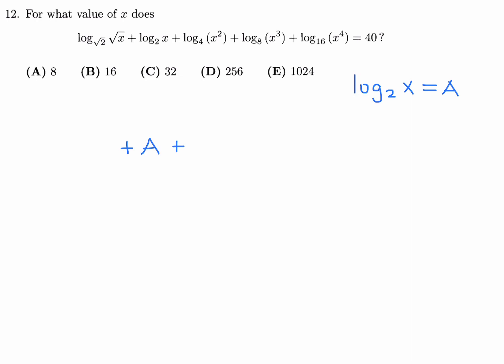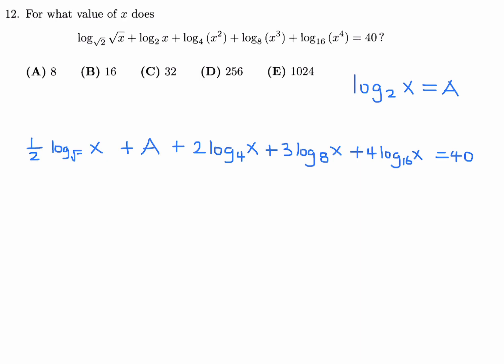And then this one, which is the log of x squared to the base 4, you can write as 2 times the log of x to the base 4. The 2 comes out front, and very similarly, the 3 comes out front for that, and the 4 will come out front for this one, based on log rules. And this is equal to 40, and let's not forget the very first one. That's going to be an exponent of a half, so that's the log of root x to the base root 2.